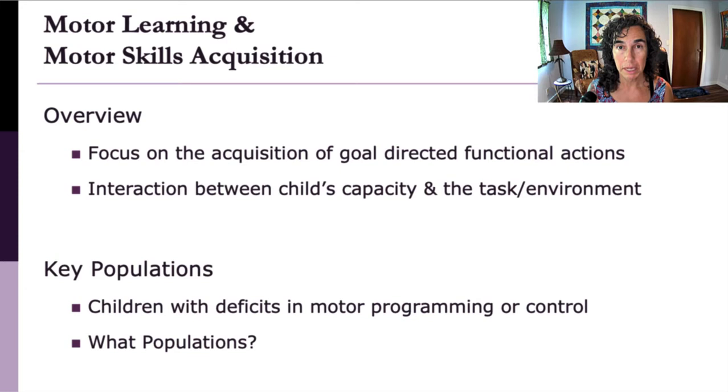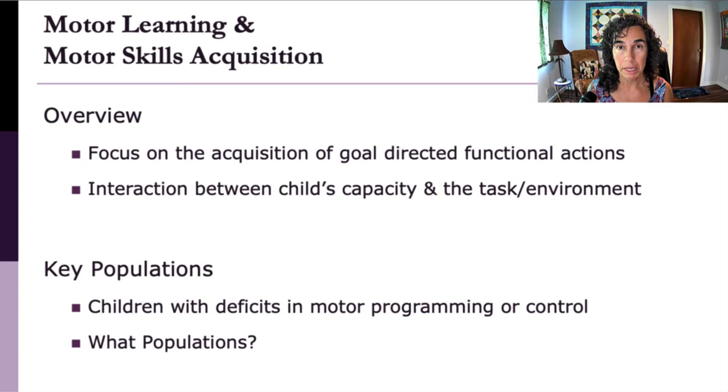So say we have a child who's in a wheelchair, right? And the task is to get out from school to the playground. Well, there's the child's capacity. Are they able to actually wheel their wheelchair? Do they have the strength, the endurance, the ability to steer, the attention, all of that? Then there's the task. Okay, it's from here to there, and is that doable, right? So maybe they could wheel themselves at home or in the classroom, but the task is too hard, too far potentially. And then there's the environment.